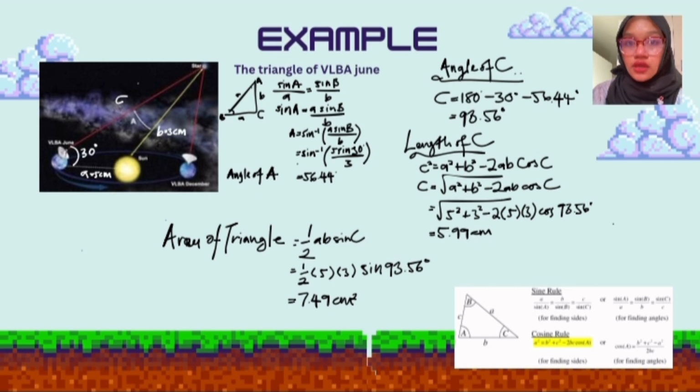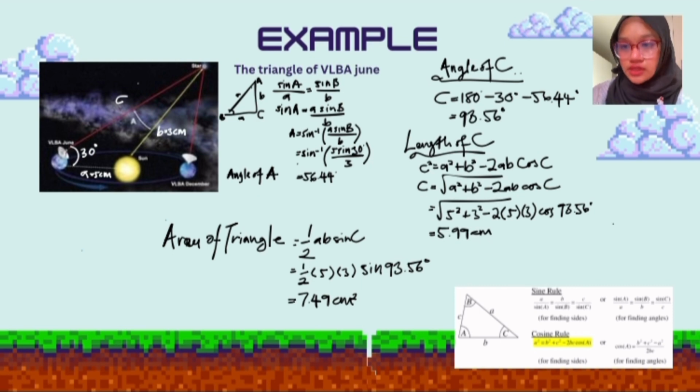To find the angle of C, we only need to use the fact that a triangle has a total of 180 degrees. So we're going to subtract: 180 minus 30 minus 56.44, and you'll get 93.56.